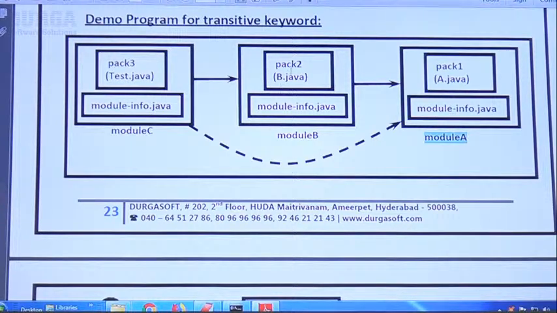Sir, if you use only requires without transitive, then only B is available to module C, but module A is not available, right? But if I use requires transitive, automatically module A is available to module C. We covered the same theoretical concept in the last example. Now I'm ready to implement, sir. Assume that module C requires module B, module B requires module A. Module C wants to use A functionality also. If module C wants to use module A functionality, compulsorily module B should use requires. Have a look once, sir.